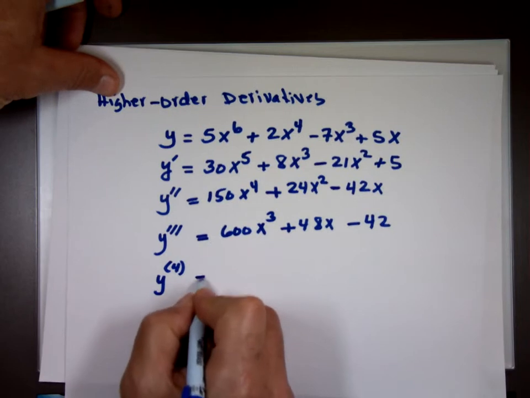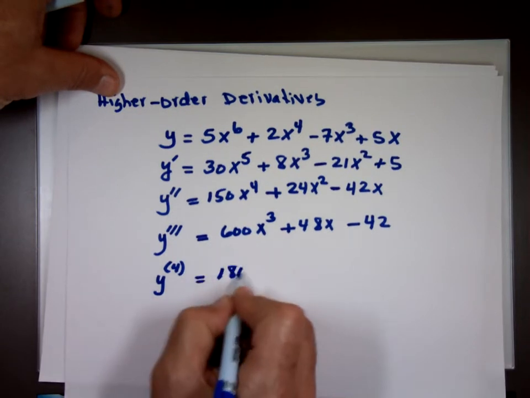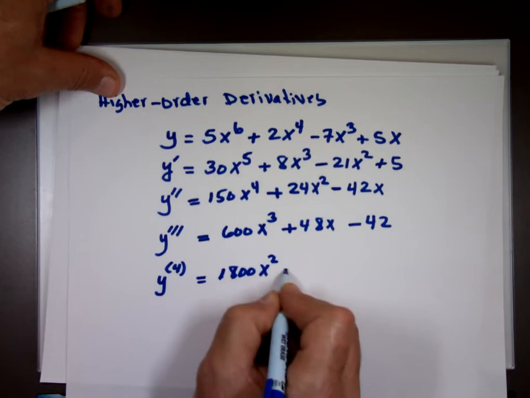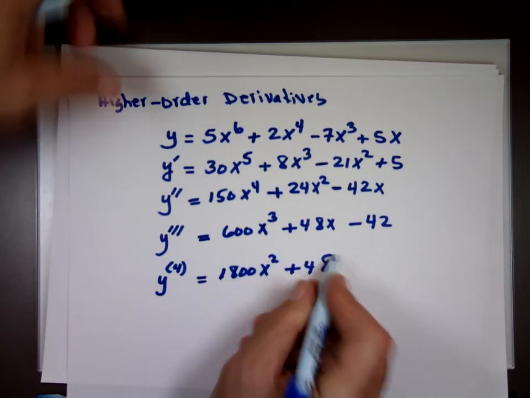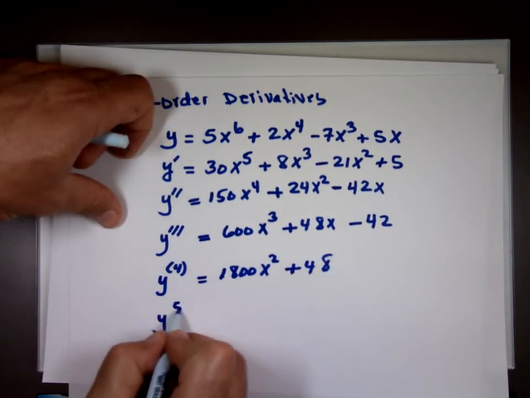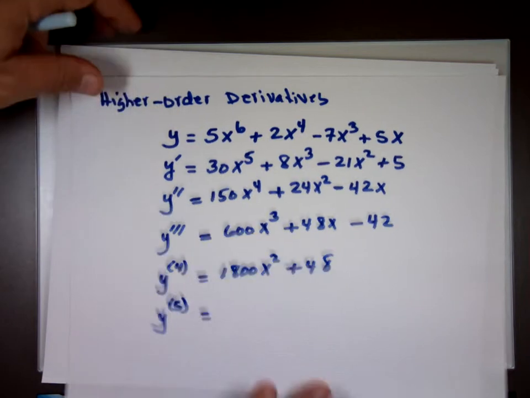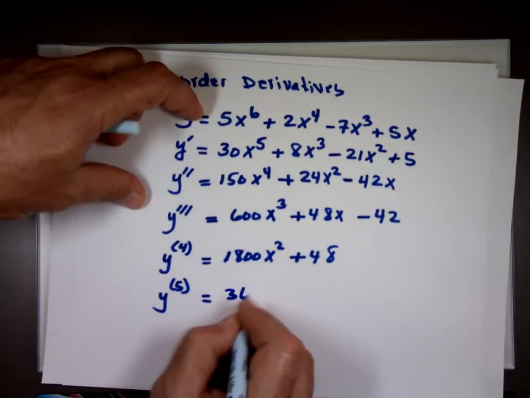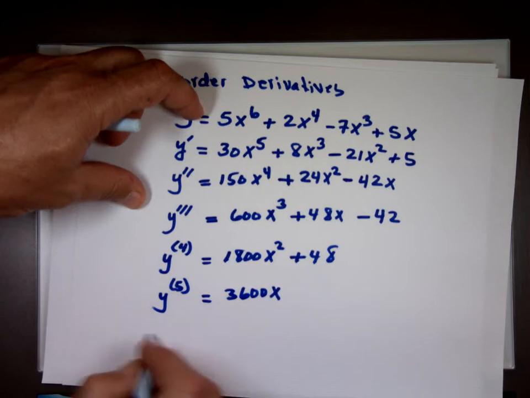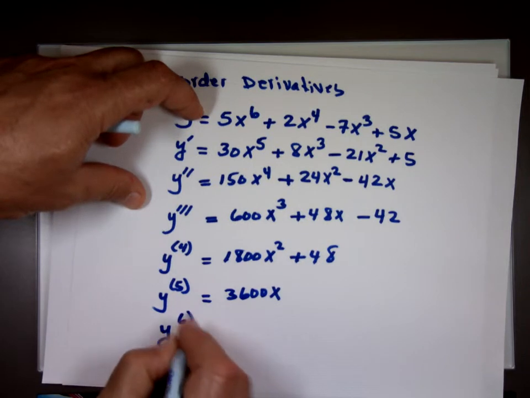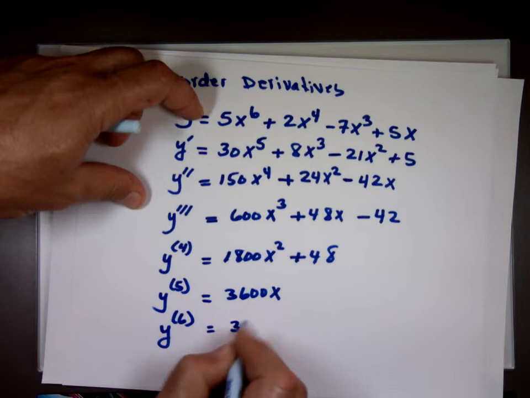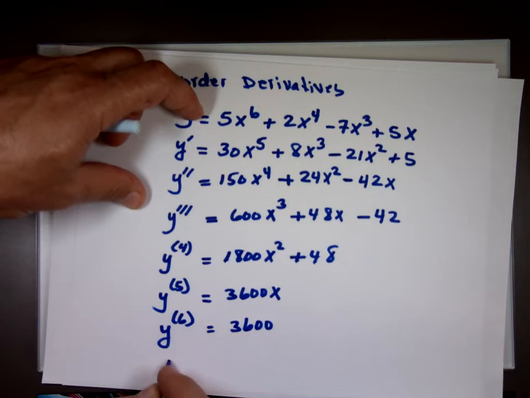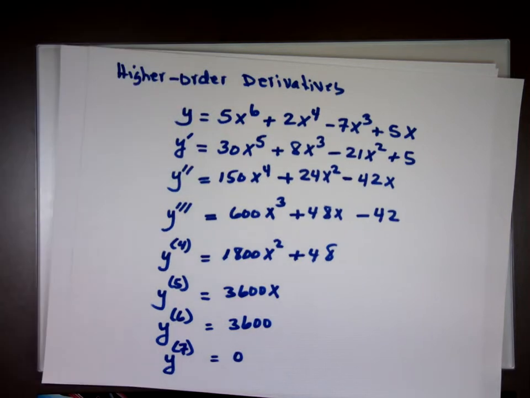So this will be what? 1800x squared plus 48. The fifth derivative, 3600x. The sixth derivative, 3600, and the seventh and after is what? 0. So you can take the second derivative, the third derivative, the fourth derivative.